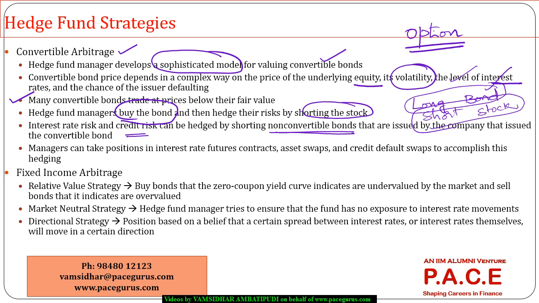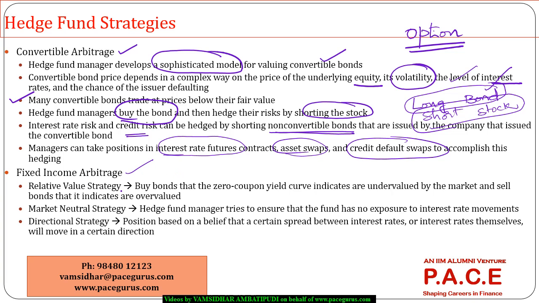So credit risk is eliminated because the value will change more or less in the same way. The interest rate risk and the credit risk, both of them are eliminated. Or even various other things to hedge the interest rate risk and the credit risk are there. They can use the derivatives market, where they get into interest rate futures, asset swaps, credit default swaps, or any other kinds of instruments to mitigate the risk associated with volatile interest rates and credit risk.